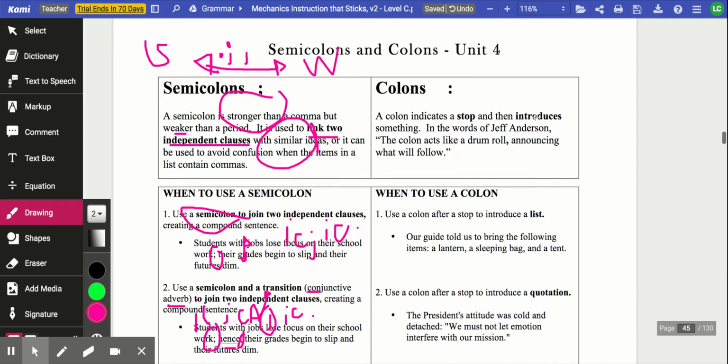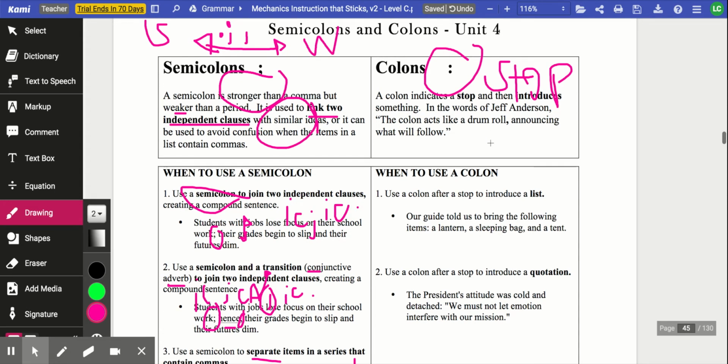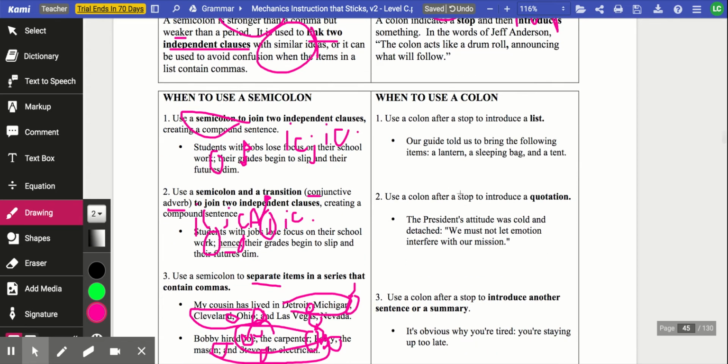Okay. When do we use a colon? A colon introduces a stop, and then introduces something. It's like, drum roll, please. In the words of Jeff Anderson, the colon acts like a drum roll, announcing what will follow. So it's like, hey, folks, stop. Something important is coming.